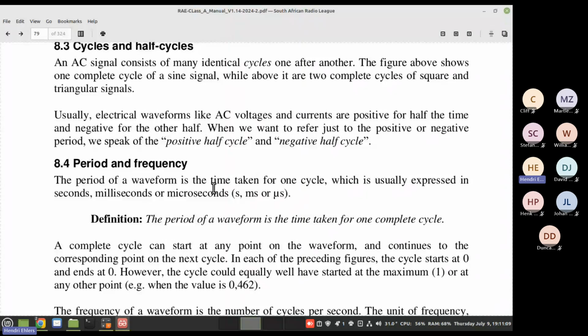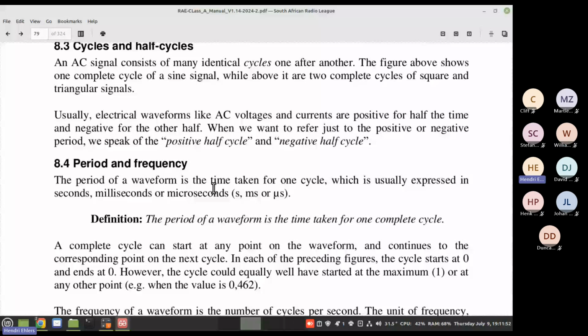Usually, electrical waveforms like AC voltages and currents are positive for half the time and negative for the other half. When we want to refer just to the positive or the negative period, we speak of the positive half cycle or the negative half cycle. And that is something I get to do very often with amplifiers, because I would look on the oscilloscope, feed a 1 kilohertz sine wave into the amplifier, and I see the bottom half cycle is missing, and I know then there's a problem on the negative part of the power supply.